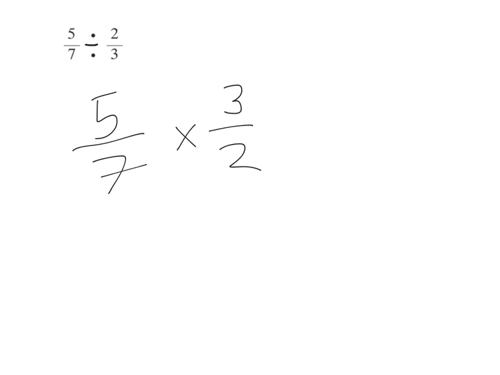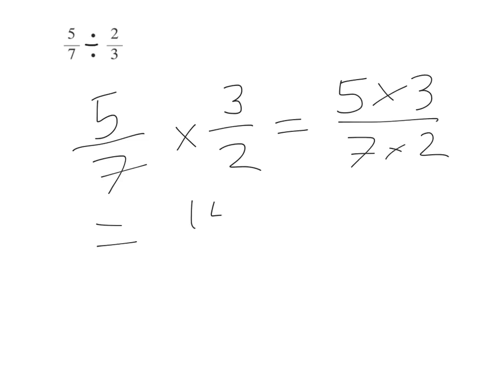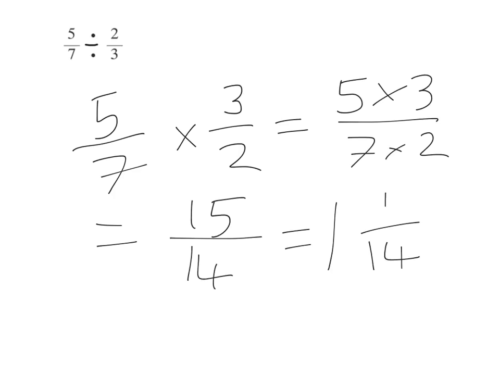You then multiply in the normal way. Check the diagonals. Can anything cancel? No. So we go straight to our multiplication. 5 times 3 is 15, and 7 times 2 is 14, so 15/14. And as a mixed number, 14 goes into 15 one whole time with a remainder of 1. So 1 and 1/14.